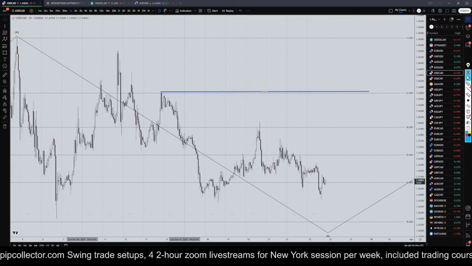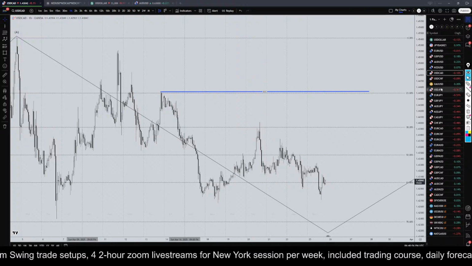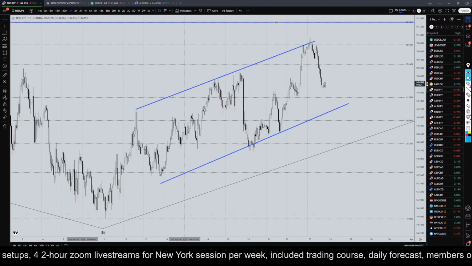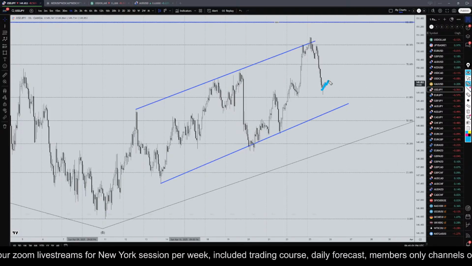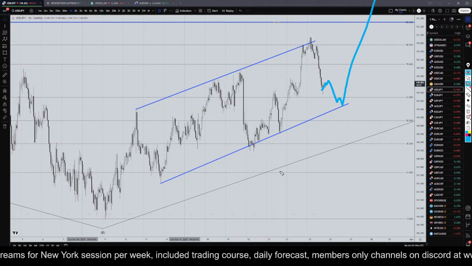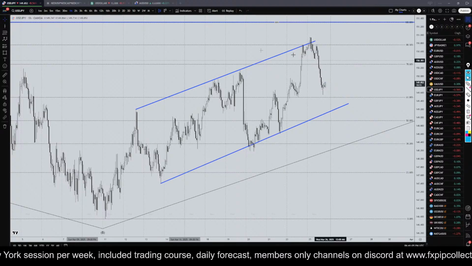US dollar yen, we kind of already covered the dollar yen a couple times, but I don't think this is going up yet. I think it's potentially going to go down to the bottom of the channel before it goes up. Keep an eye out for that.